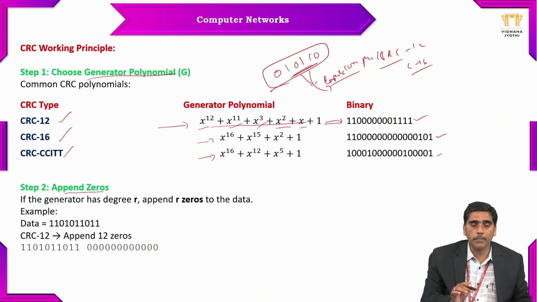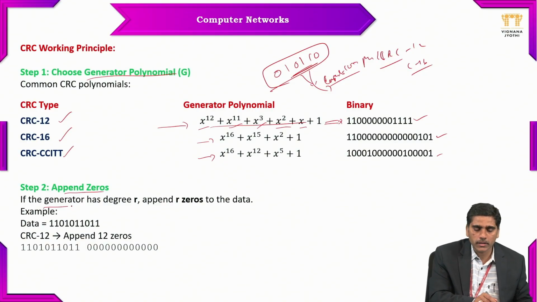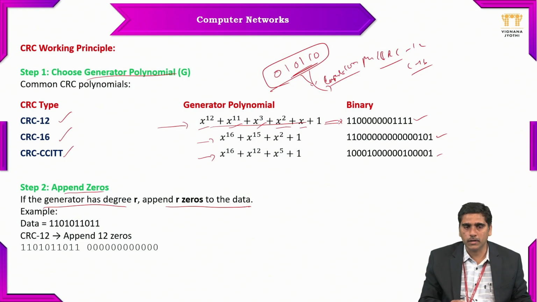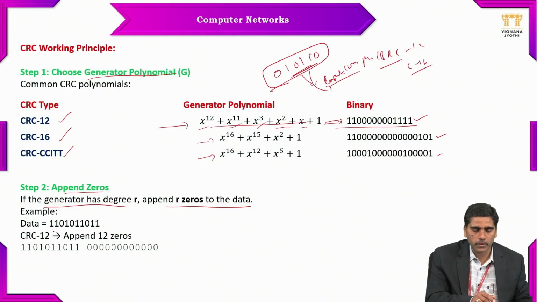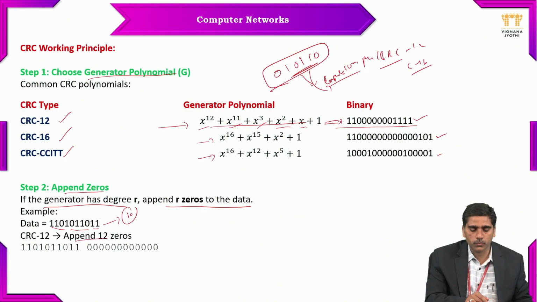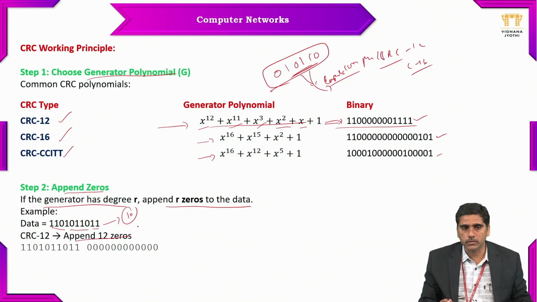Step 2 is to append zeros. If the generator has degree R, then append R zeros to the data. Suppose the degree is 12, as with the CRC-12 polynomial, then you append 12 zeros to the data. Let us take an example. The data is 1101011011. So here a total of 10 bits are there, and for these 10 bits you append 12 zeros for the CRC-12 process.